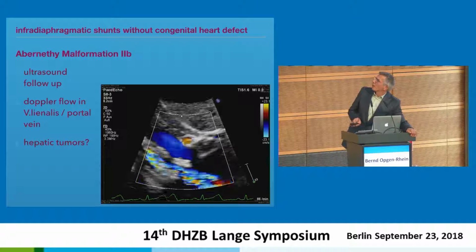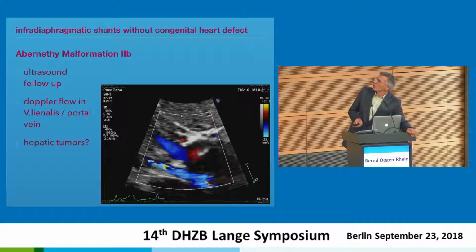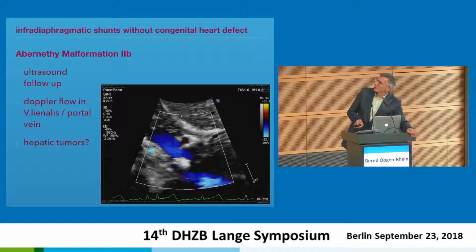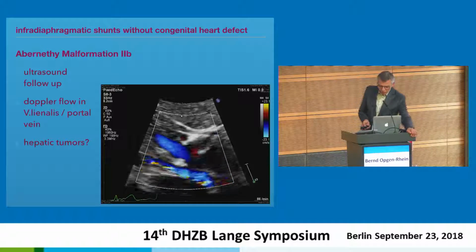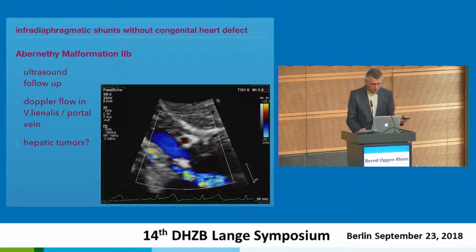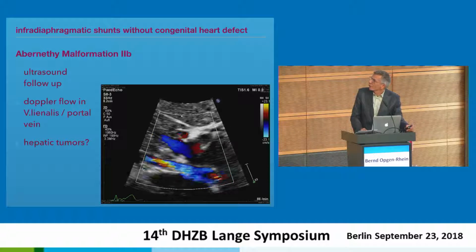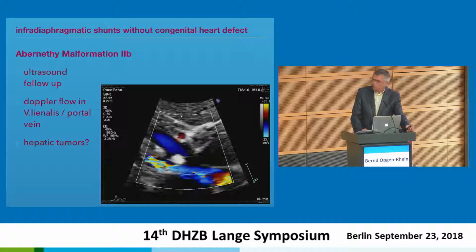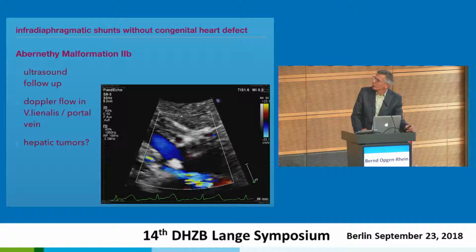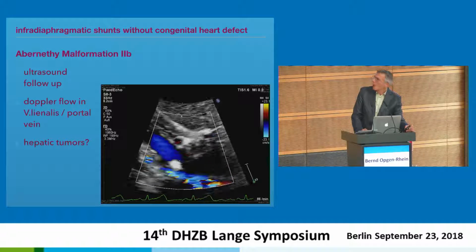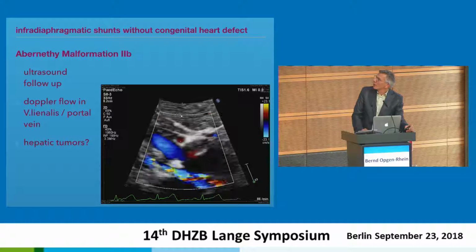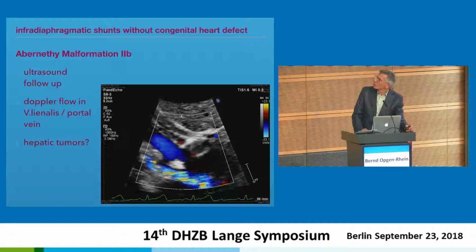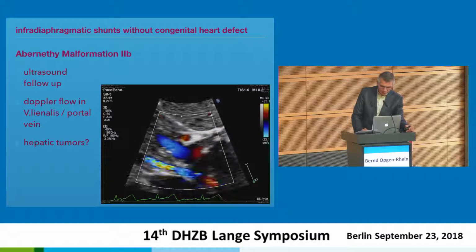Important in the follow-up is a Doppler flow measurement of the flow in the vena lienalis and portal veins, to be sure that there is no portal hypertension, which is the main concern in closing these shunts. In the late follow-up, we have to screen for hepatic tumors because these are sometimes found in these Abernethy malformations.